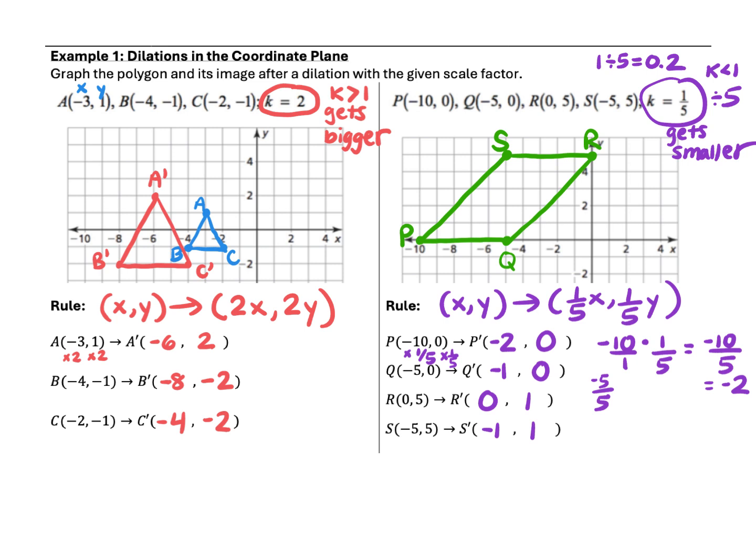All right, I'm ready to plot my image now. So (-2, 0) is right there. (-1, 0), (0, 1), and (-1, 1). Notice that it got a whole lot smaller. It's 1/5 of the size that we started with, but it does still appear to be the same shape, just a much smaller size. And then don't forget to label your image with the same letters as the pre-image, but you use that little prime symbol. So P prime, Q prime, R prime, and S prime.